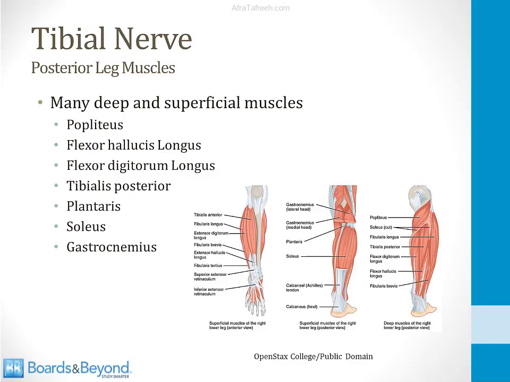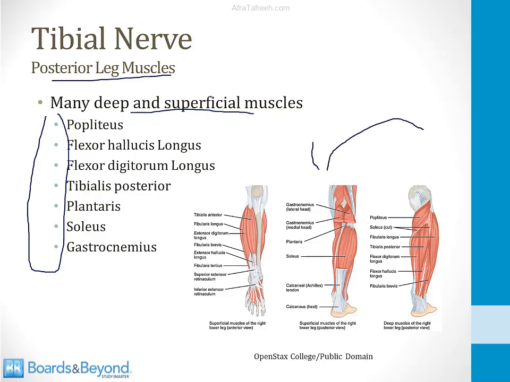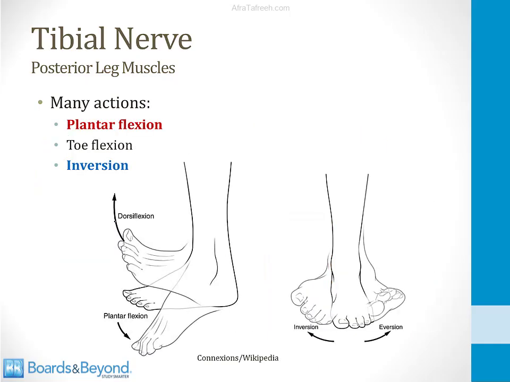The tibial nerve is motor to many deep and superficial leg muscles that are found in the posterior lower leg. I've listed the names of all the muscles on the screen here. You can also find them in this drawing here. I don't think it's very high yield to memorize the names of all these muscles, but what is important is that you understand what these muscles do. The muscles supplied by the tibial nerve are important for plantar flexion of the foot, which is shown in this drawing on the screen here. Also flexion of the toes, which means to curl the toes downward, and also inversion of the foot, which means to turn the sole of the foot inward towards the midline.